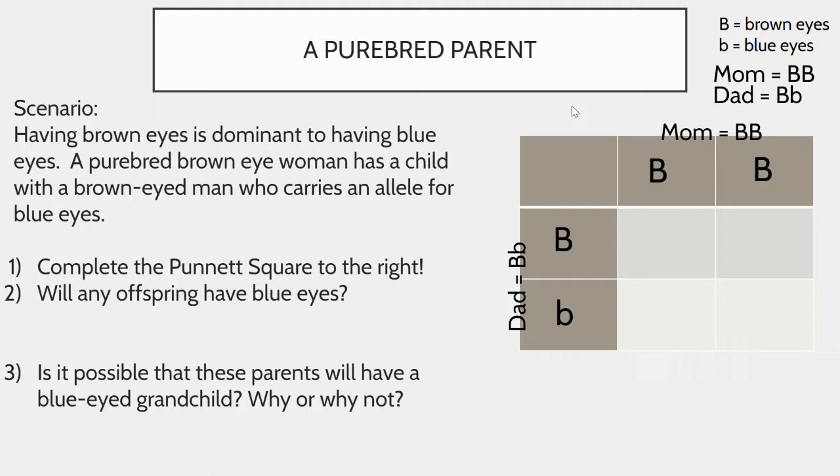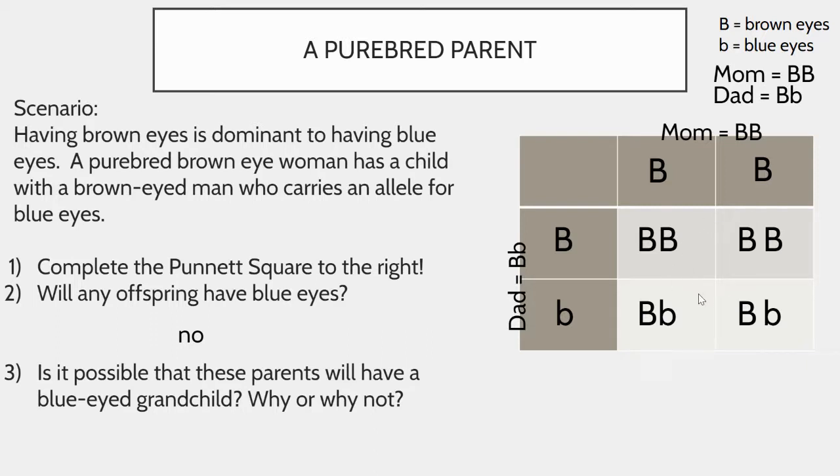So how will these cross? In the first square, we've got big B from mom and big B from dad. In the second square, we have big B from mom, big B from dad. Down here, we have big B from mom, little b from dad. And over here, we have big B from mom and little b from dad. So will any of the offspring have blue eyes? The answer is no, because to have blue eyes, which is the recessive trait, you need a homozygous recessive little b, and none of these offspring have little b.